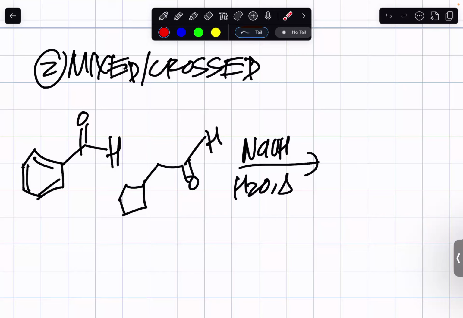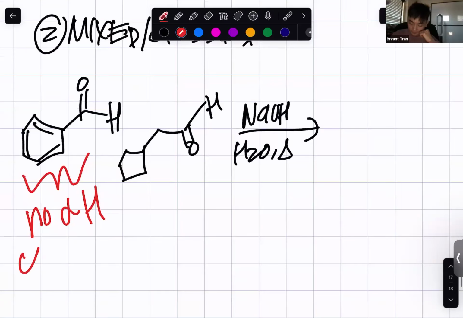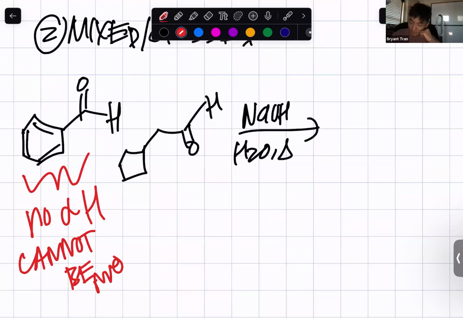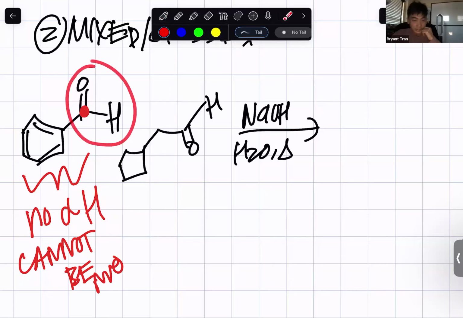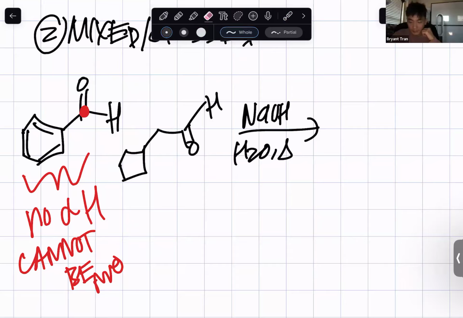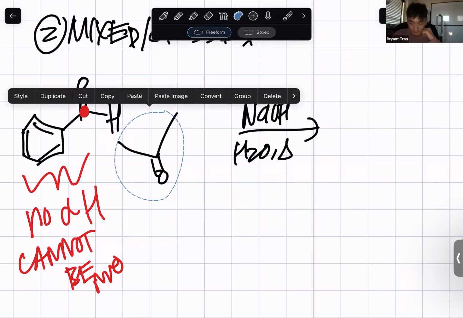There's no alpha hydrogen on the one with the benzene. Because there's no alpha hydrogen here, can this be the nucleophile? No, it cannot be the nucleophile. It can, however, be the electrophile because it is the carbonyl carbon of an aldehyde. Now, to make this more high yield, the nucleophile here does not have to be an aldehyde. It can come from a ketone like that.